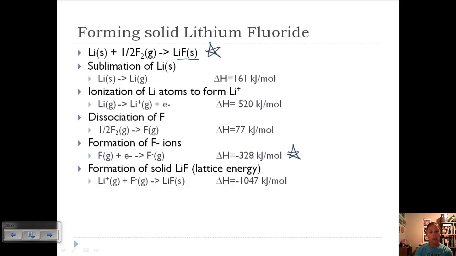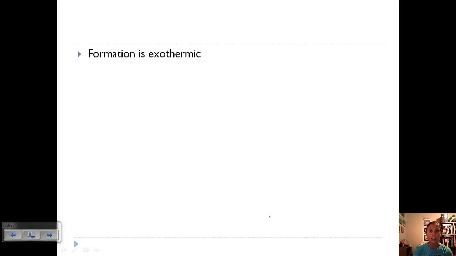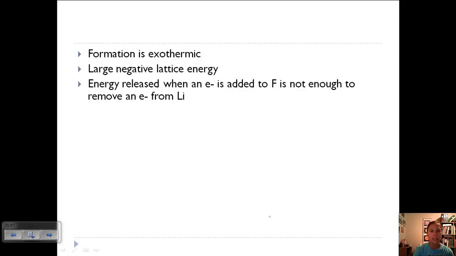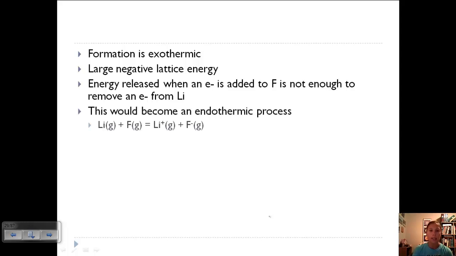And then we're going to take those ions and put them together to form solid lithium fluoride. If we add all those up, we end up with a delta H of negative 617 kilojoules per mole, showing that it's exothermic. So this is a large negative lattice energy. The energy released when an electron is added to fluorine is not enough to remove an electron from lithium, so those energy exchanges aren't the same. If that was all the energy we had, this would be an endothermic process, which wouldn't be favored.